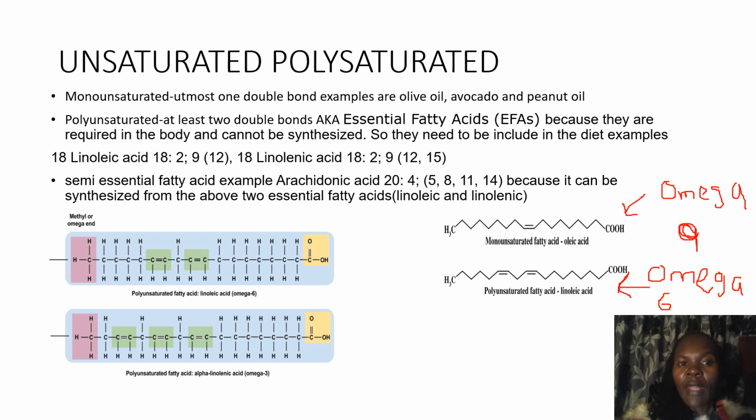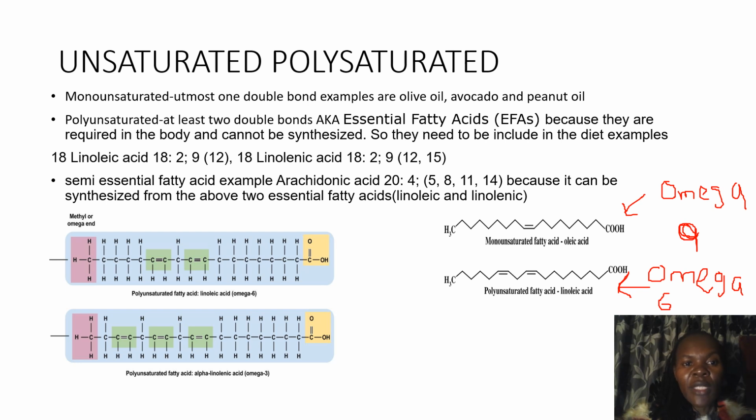Then we have another polyunsaturated, but it falls under semi-essential fatty acid. It is known as arachidonic acid. Arachidonic acid is 20 carbons, 4 double bonds, at positions 5, 8, 11, and 14. So it is semi-essential because it can be synthesized from linoleic and linolenic fatty acid.